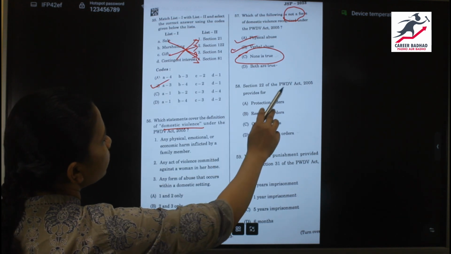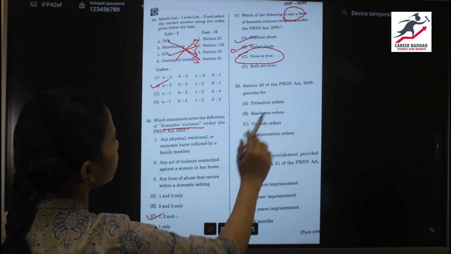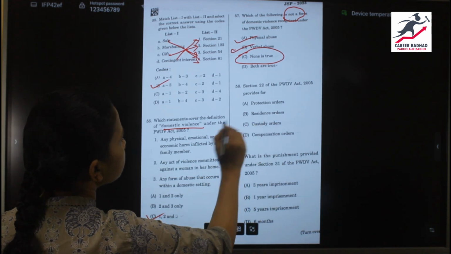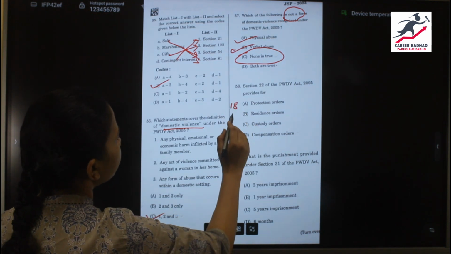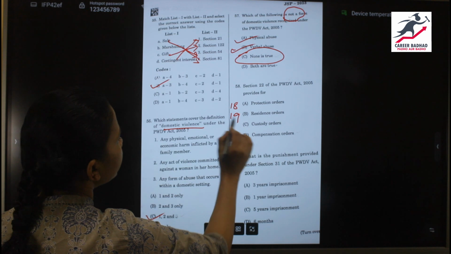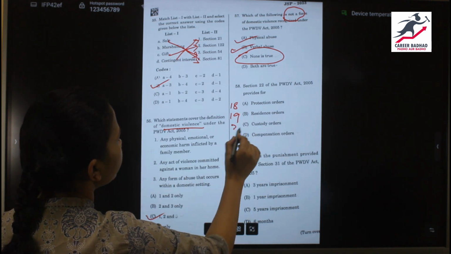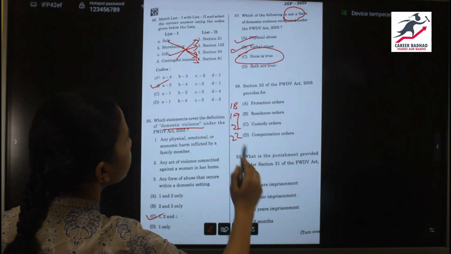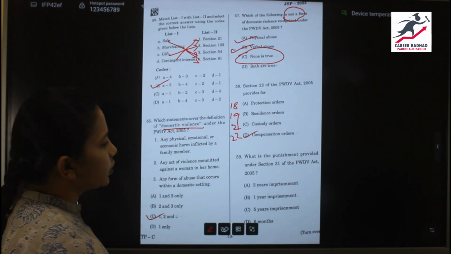Section 22 of the Protection of Women from Domestic Violence Act provides for protection order, residence order, custody order, compensation order. Protection order is dealt with under section 18, residence order under section 19. Monetary relief is dealt with under section 20, and 21 deals with custody order, 22 deals with compensation order. So here the correct answer is option number D. Now let's move to question number 59.